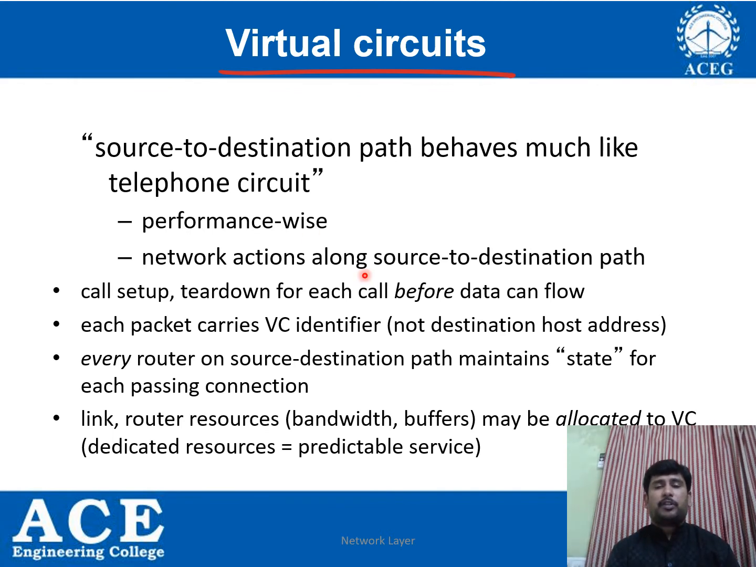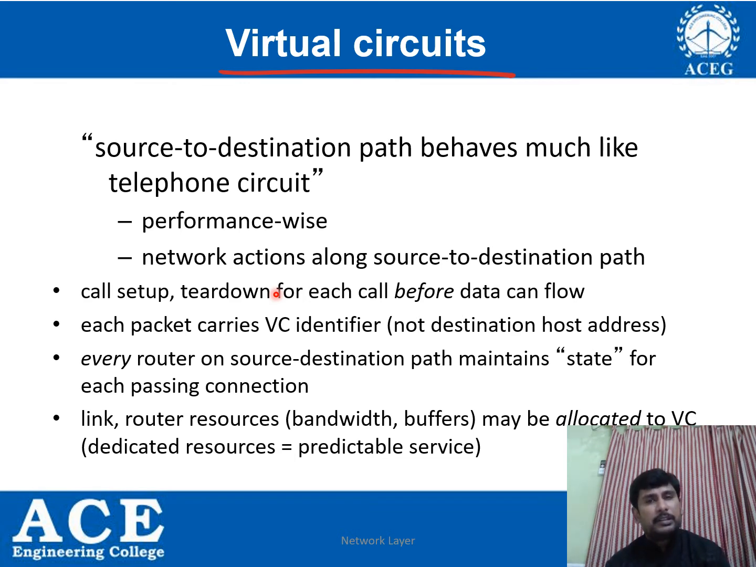The first type of service offered by the network layer is a connection-oriented service between source and destination, referred to as virtual circuits. In a virtual circuit, the source to destination path behaves much like a telephone circuit, both in terms of performance as well as the actions that happen between source and destination. What does it mean? For instance, we are trying to make a phone call on a telephone circuit. Before we start the conversation, what is the first thing to be done? We ring the number, that passes through the network and reaches the destination telephone number, and once he lifts the phone, a path is established.